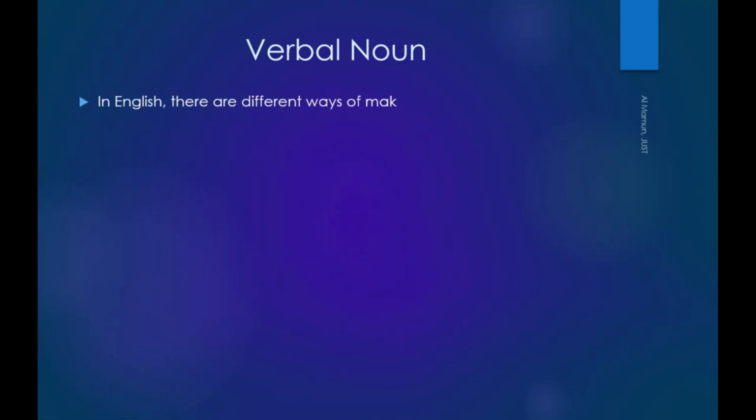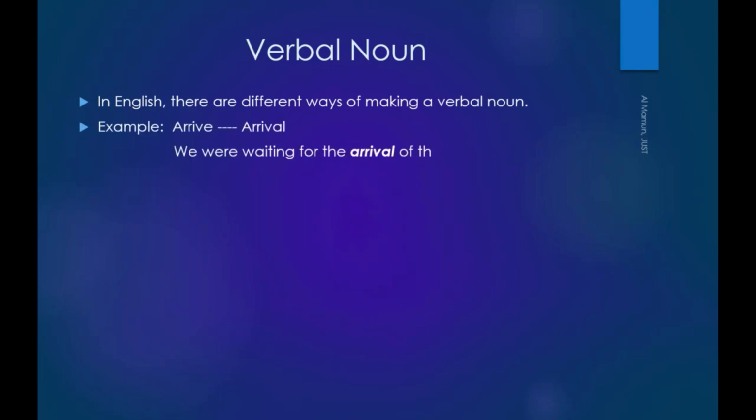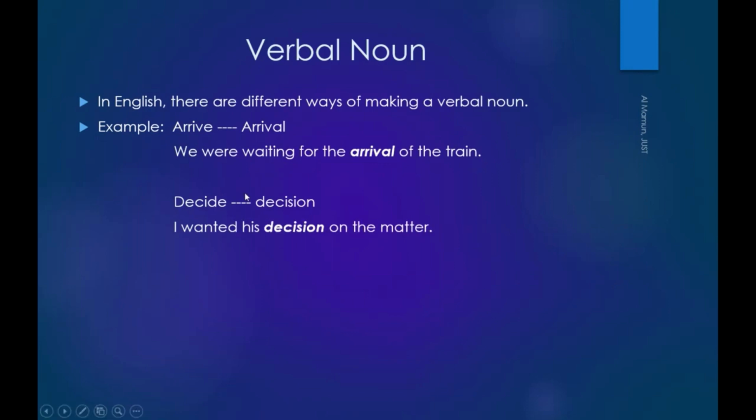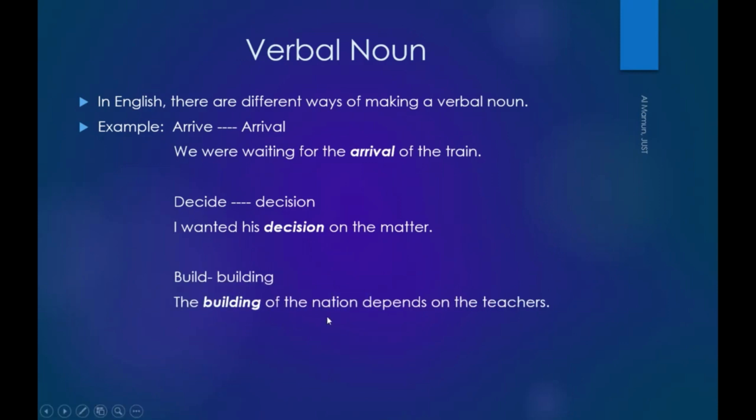In English, there are different ways of making a verbal noun. For example, arrive, we get arrival. We are waiting for the arrival of the train. Decide, another verb, and the verbal noun is decision. I wanted his decision on the matter. From build we have the verbal noun building. The building of the nation depends on the teachers.